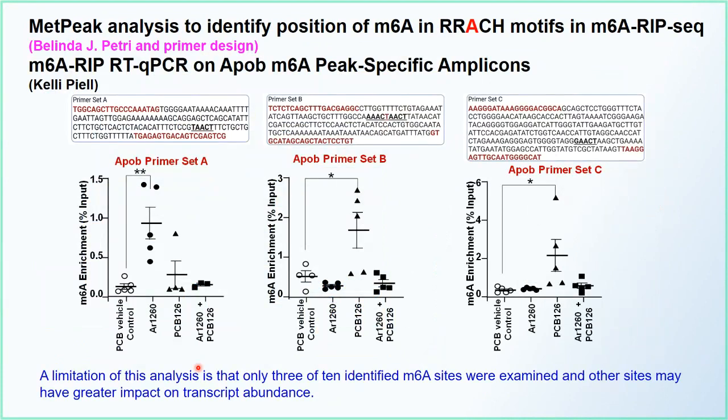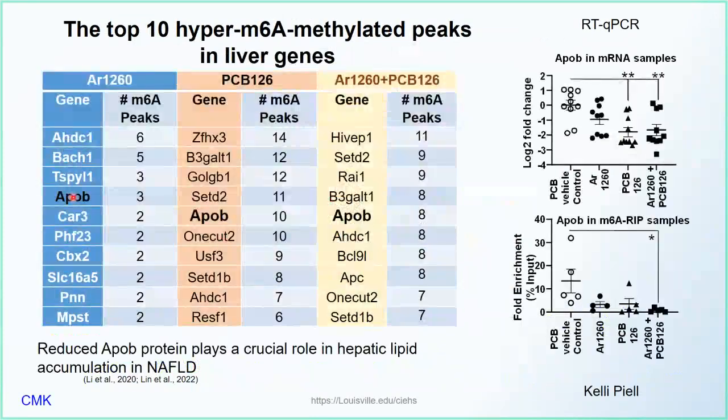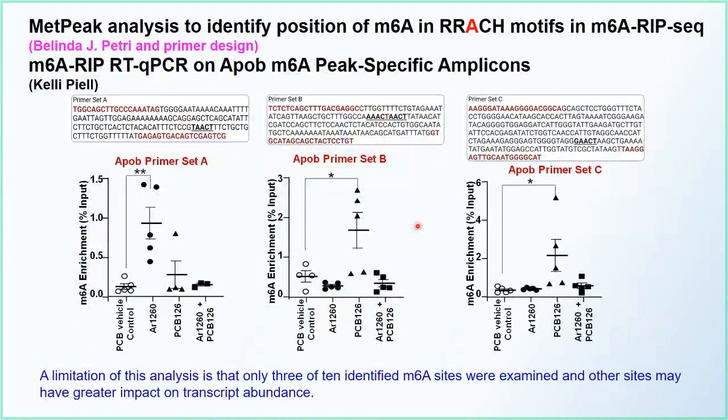So we know, if I go back, okay, there we go. So we have ApoB hypermethylated in all three PCB exposures, but different numbers of peaks. So that means that there are different RRACH sequences within the ApoB transcript that are differentially decorated with M6A. So what Belinda did was to do MeTPeak analysis to identify the position of the M6A in RRACH motifs in the transcript of the ApoB gene in mice.